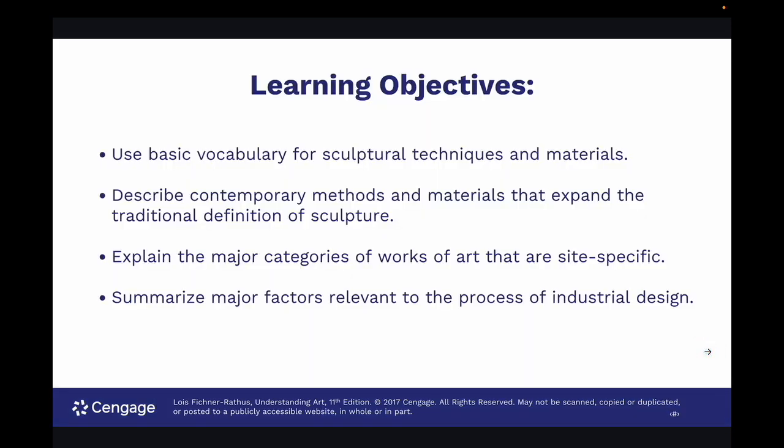The learning objectives for this chapter include using basic vocabulary for sculptural techniques and materials, being able to describe contemporary methods and materials that expand the traditional definition of sculpture, explain the major categories of works of art that are site-specific, and summarize major factors relevant to the process of industrial design.